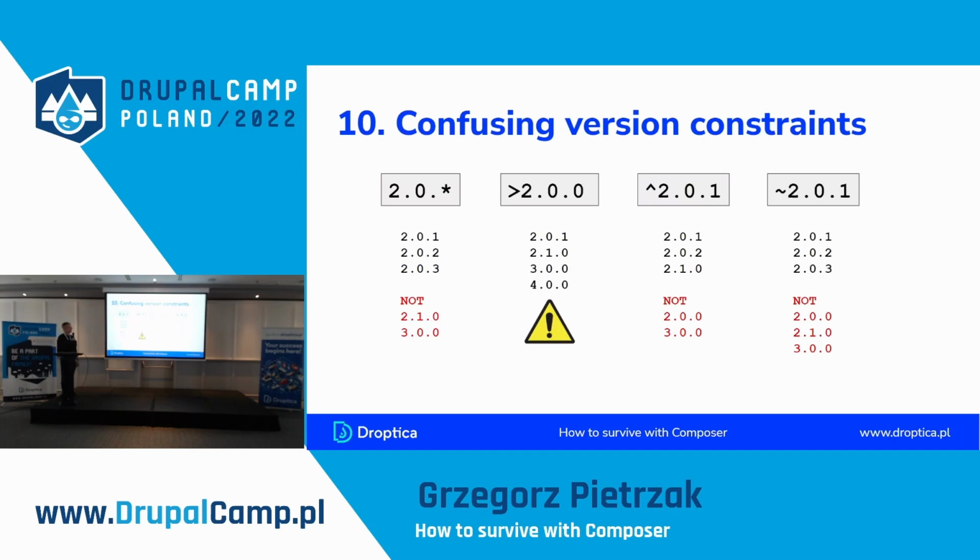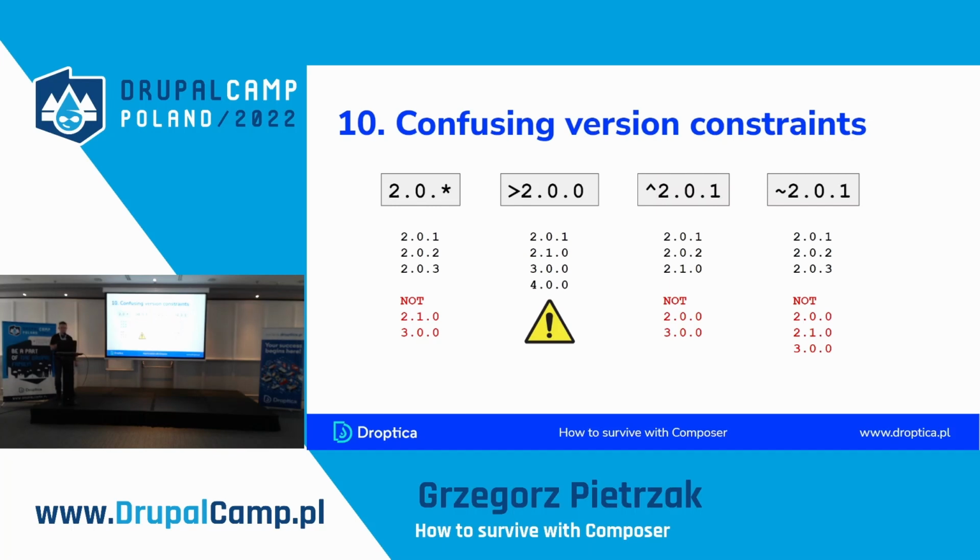Point 10, and one of the most important points here, is confusing version constraints. It happened a lot while I was working with Composer, because it's very important to know that the star or asterisk is completely different from other constraint symbols. Mostly the tilde symbol is confused with the caret one, and as you can see, you may get completely different outcomes here.